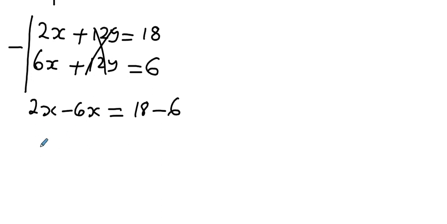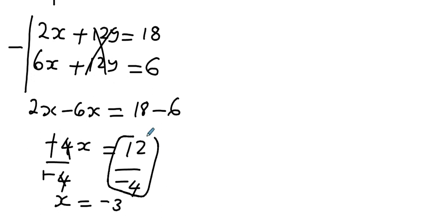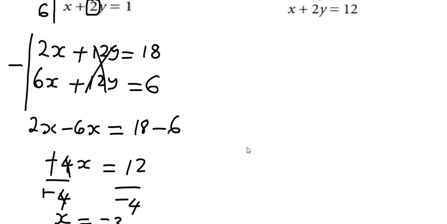Okay, 2x minus 6x will be negative 4x, and 18 minus 6 will be 12. To find the value of x, we need to divide by negative 4, so this cancels, and x equals negative 3. Don't worry if you get a fraction which is not simplifiable, you can leave your answer as a fraction. It's not necessarily that every time we must end up with a whole number or the exact answer.